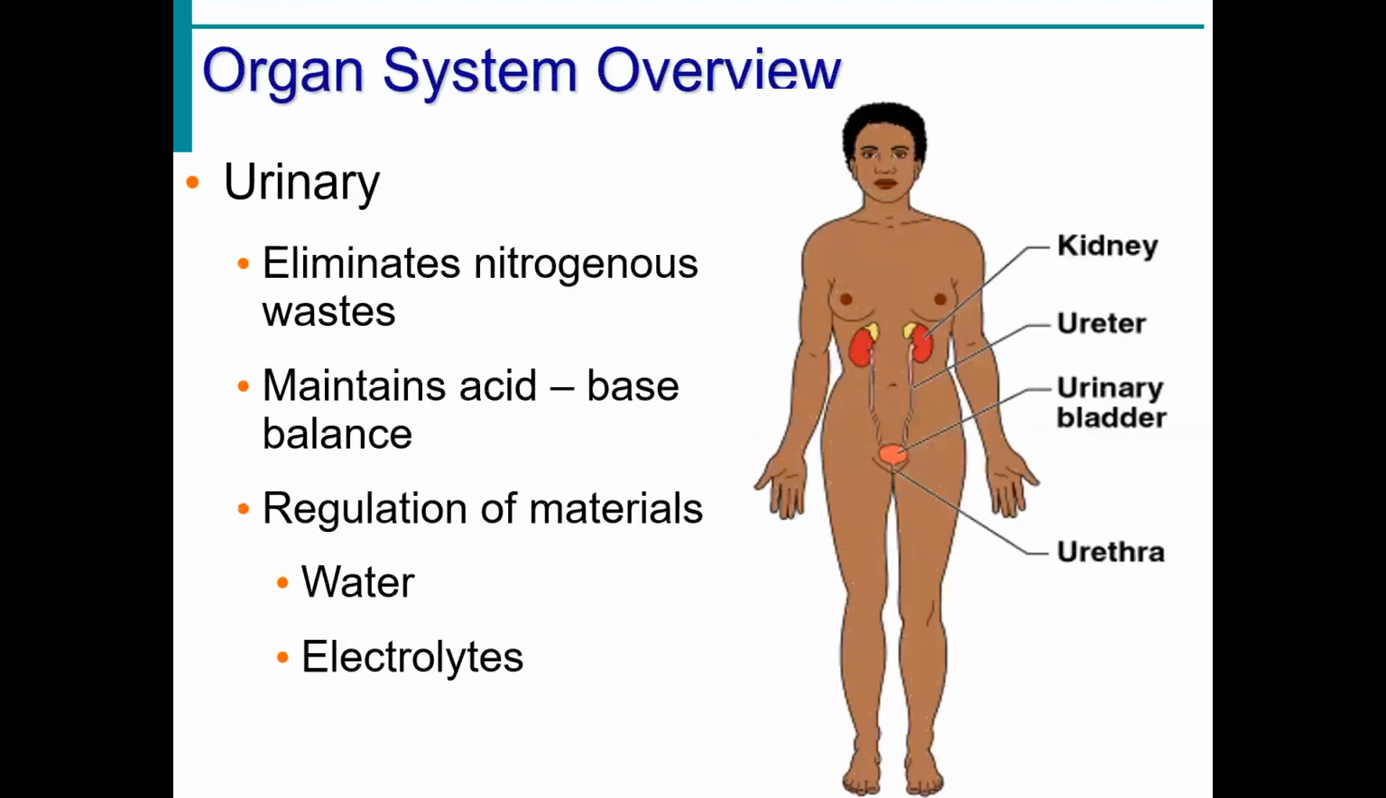The urinary system eliminates nitrogenous waste. Your body generates urine during that process. So our urinary system contains our kidney, ureter, urinary bladder, and the urethra. This mechanism for removing waste eliminates nitrogenous waste. It's going to maintain acid-base balance and regulation of water and electrolytes, these factors that help to maintain this balanced equilibrium. The urinary system is quite critical for that.